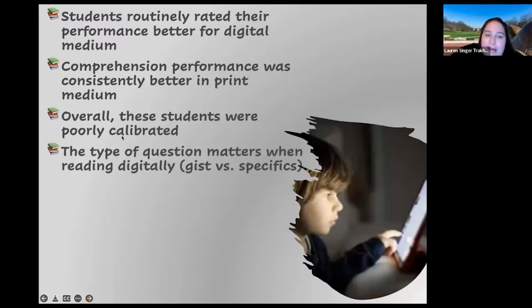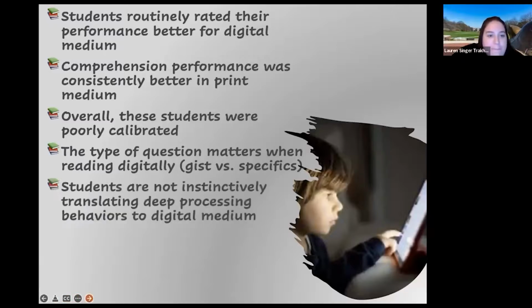This type of question matters when reading digitally. So again, when it's just asking for the gist or the main idea, medium isn't as important. Which makes sense. If I asked you to read a news article, you could tell me what the headline was from either medium. However, when it comes to specifics, that's really when print reading shines. That's when people are able to recall more, make more connections, even remember silly details or little facts or dates, etc. Print is superior.